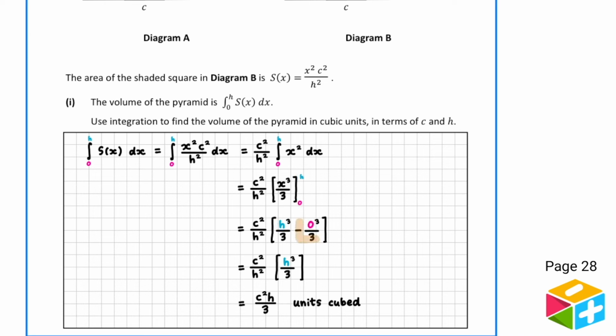0 cubed over 3 simply comes out as 0, so the expression inside the square brackets simplifies to h cubed over 3. h cubed divided by h squared is h. So we end up with a final answer of c squared h over 3 units cubed.